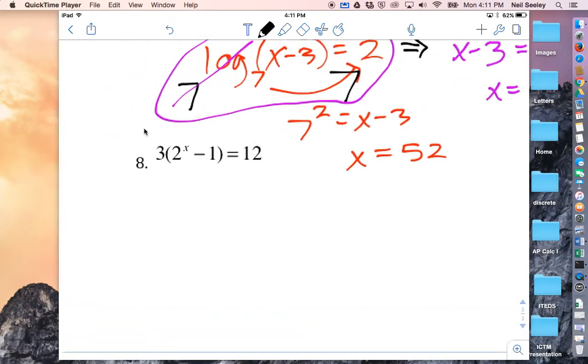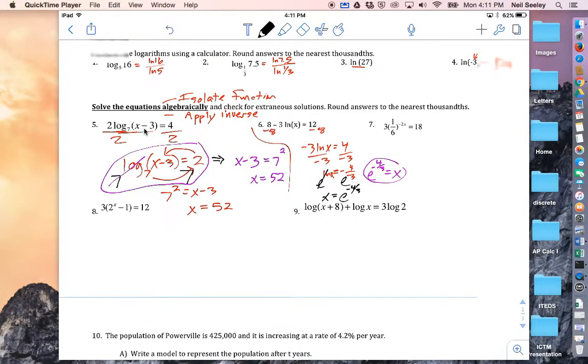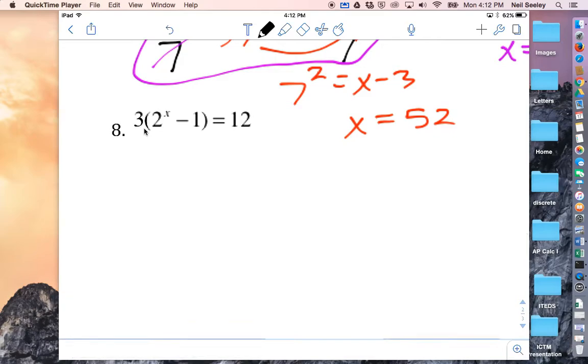Good deal. We have exponential functions to solve, and then one more log function to solve, because I did the first two on the previous video. Of course, the whole PDF is uploaded for you.